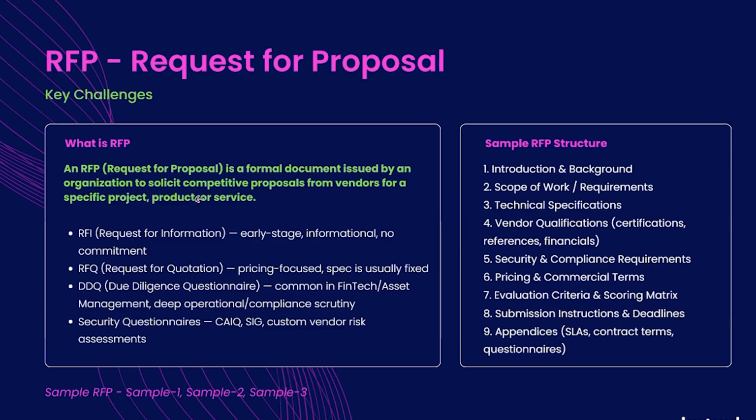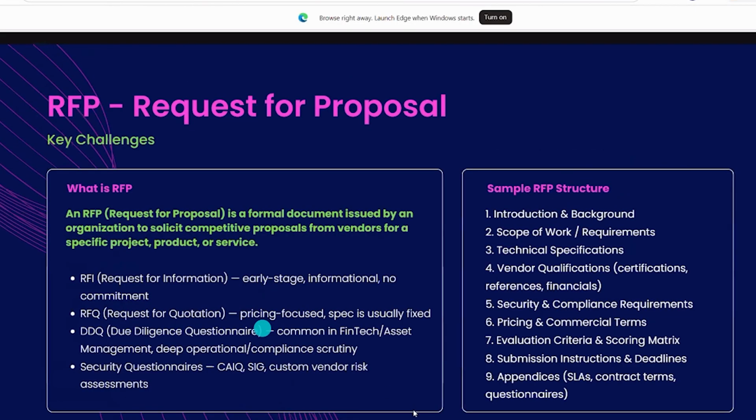I'll show you some samples as well. Then there are similar kinds of documents, like RFI, which is a request for information, a bit more early-stage informational document. RFQ, which is a request for quotations. And then DDQ, which is a due diligence questionnaire. Sometimes it is security questionnaires, which are received from the enterprise for the vendors to answer. So let's also see some samples to understand it better.